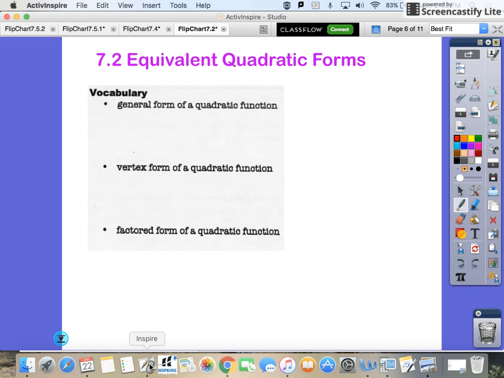This is lesson 7.2 for Algebra 2 on equivalent quadratic forms. So there's three different quadratic forms. The first is general form. This is what we're typically accustomed to. This is y equals ax squared plus bx plus c. So for example, it might be like y equals 3x squared plus 12x minus 16. In that case, c would just happen to be a negative 16.